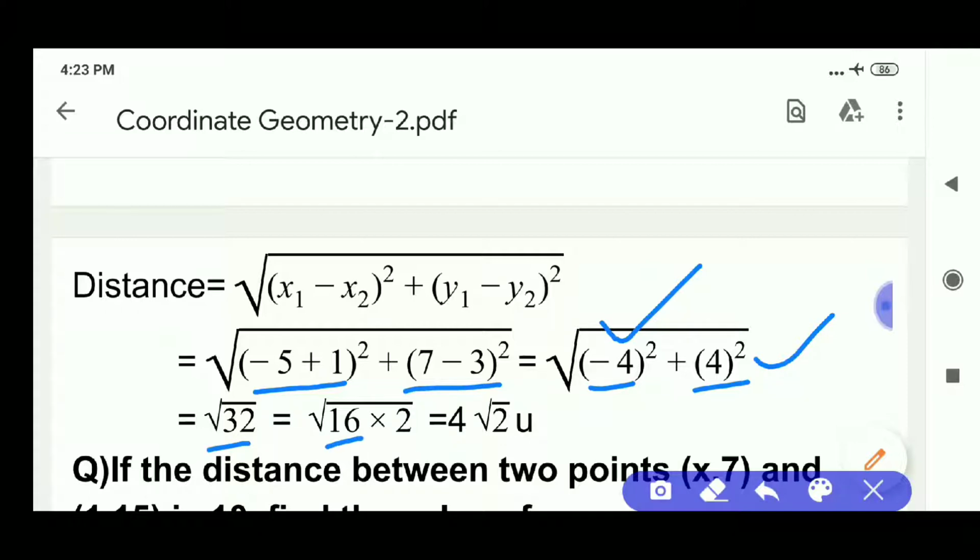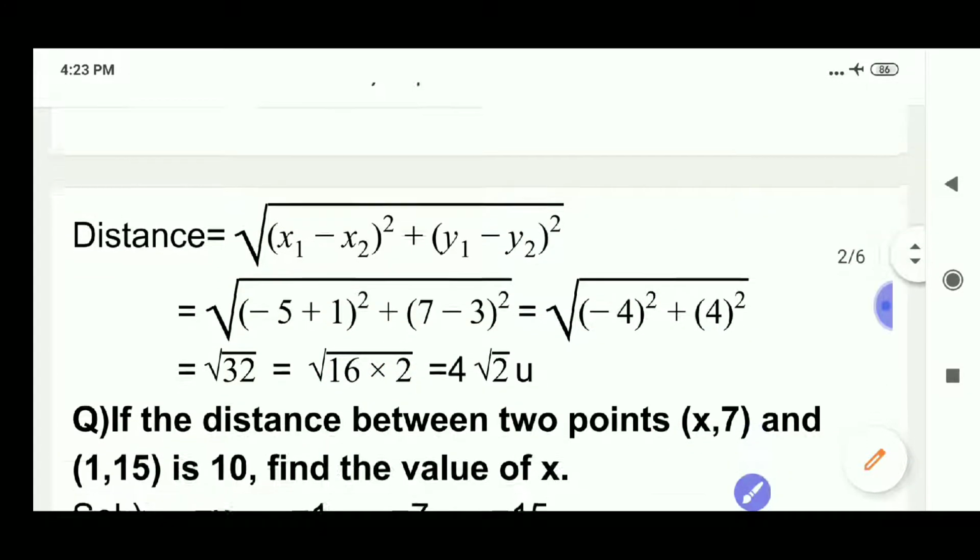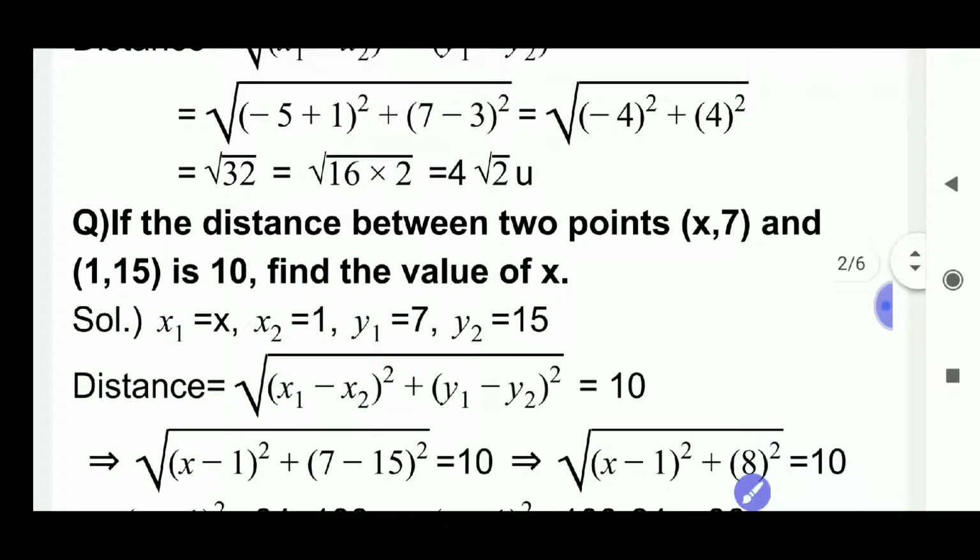32 can be written as 16 into 2. Root 16 is 4 and this is root 2. That means its answer is 4 root 2 units. Let us solve one more question.